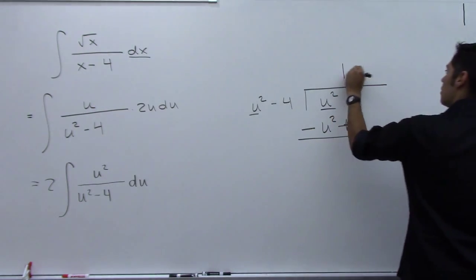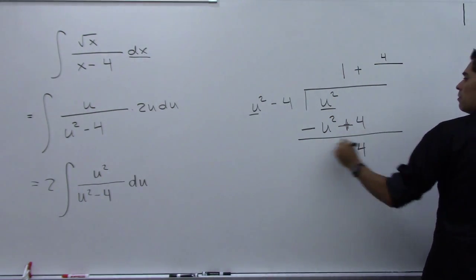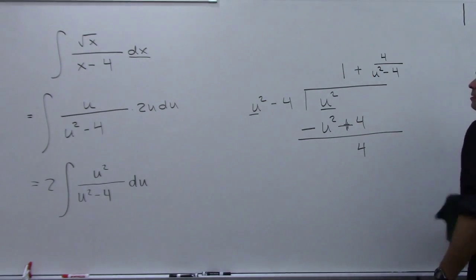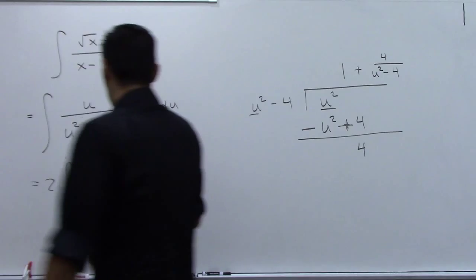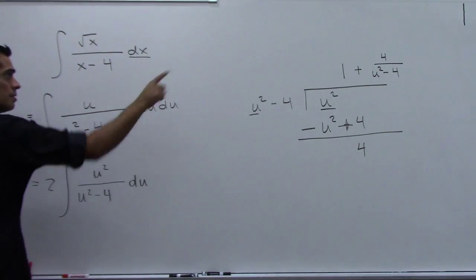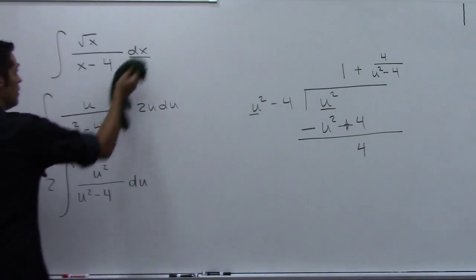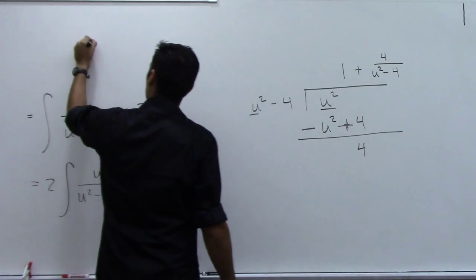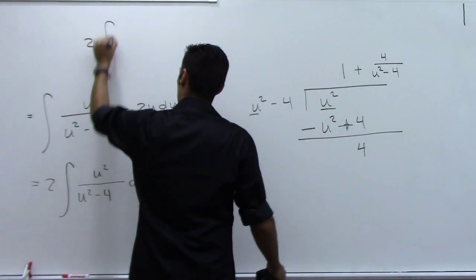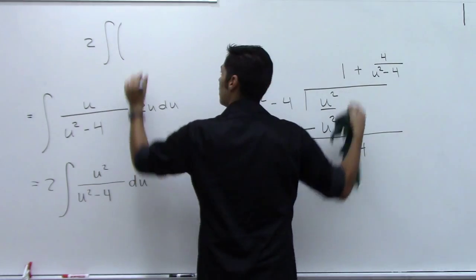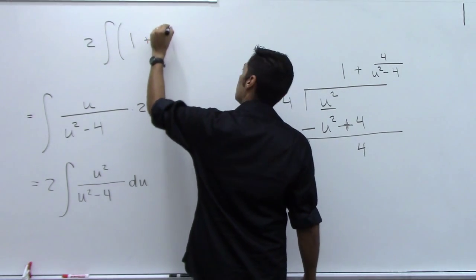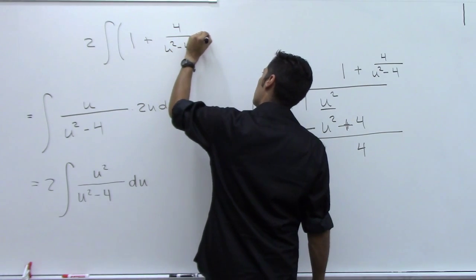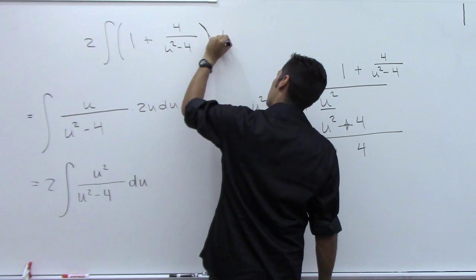So I put plus 4 over the divisor. So that's this. So this integrand turns into that, and don't forget you have a 2 in front of all of it. So you have 2 integral, and then this turns into this, 1 plus 4 over u squared minus 4 du.